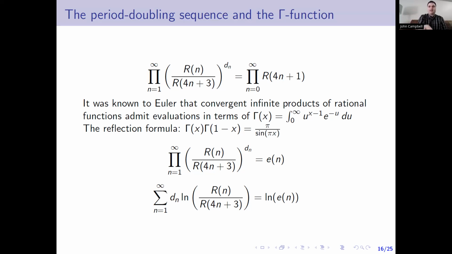So how could we get an elementary function for the right hand side of this identity? Well, it was known to Euler that convergent infinite products of rational functions admit evaluations in terms of the gamma function. So this naturally leads us to apply the reflection formula for the gamma function. So by letting this function R be a rational function with free parameters subject to appropriate restrictions, and under the assumption that all of the products we are working with are convergent, we can systematically search through different combinations of these free parameters in the hope of obtaining an elementary function in the manner that I've indicated.